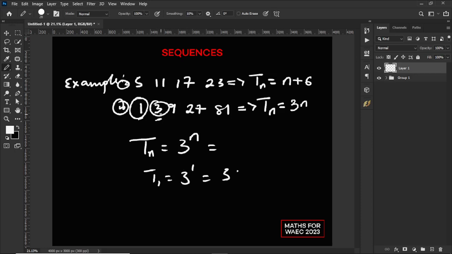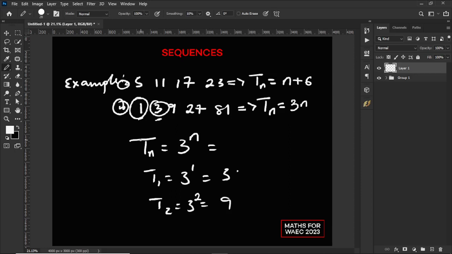And if you try it for the second one also, T2, you are going to have 3 raised to power 2, which equals 9. And the second one is 3. It's not working. Do you understand? Are you observing something? I don't know if you are observing what I'm observing.